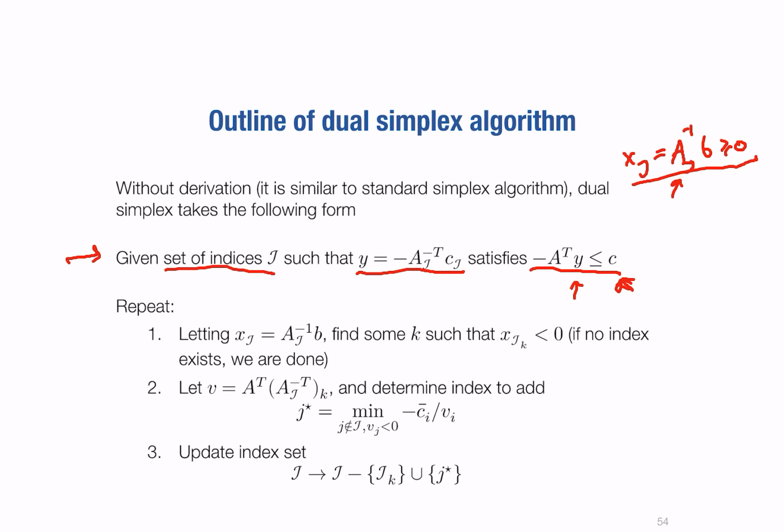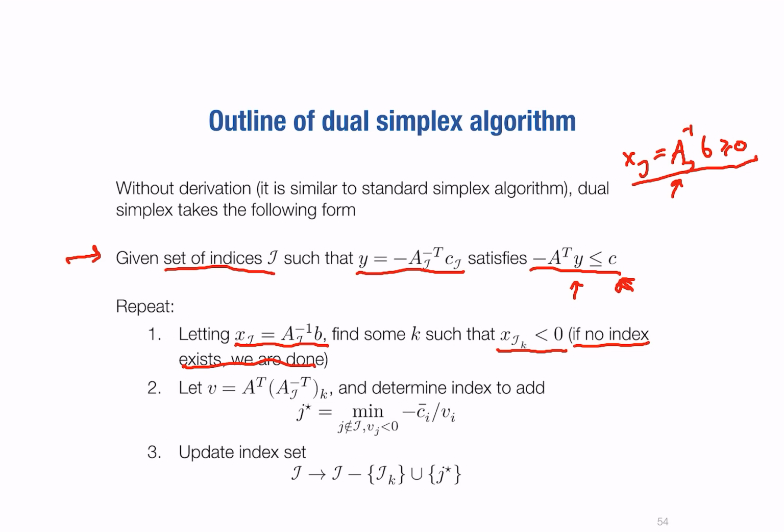Now what we're going to do is repeat the following. First, we let x equal this thing, so we form our candidate solution x, and we find some element in that set that is less than or equal to 0. If no such element exists, we're done. Just like in the primal simplex, when we find no direction of decrease, we're done. Here, once we find a primal feasible solution, we're done.